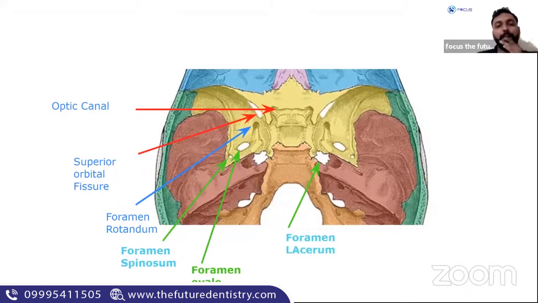So now, can you tell me, among these foramens, if someone is going to ask you, foramen rotundum is situated in which bone? There will be options like frontal, temporal, sphenoid, parietal. What will be your answer? Foramen rotundum, it is situated in which bone? Yes, sphenoid. Now I am going to ask the same question for foramen lacerum.